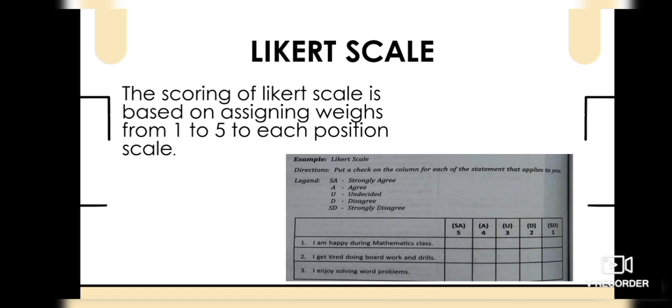The scoring of a Likert scale is based on assigning weights from 1 to 5 to each position of the scale. In using an attitude scale, it is best to ask for anonymous responses when interpreting the result. It is important to keep in mind that these are verbal expressions, feelings, and opinions that individuals are willing to impart even under the most ideal condition. It is best to supplement results from self-report methods with evidence from other sources.